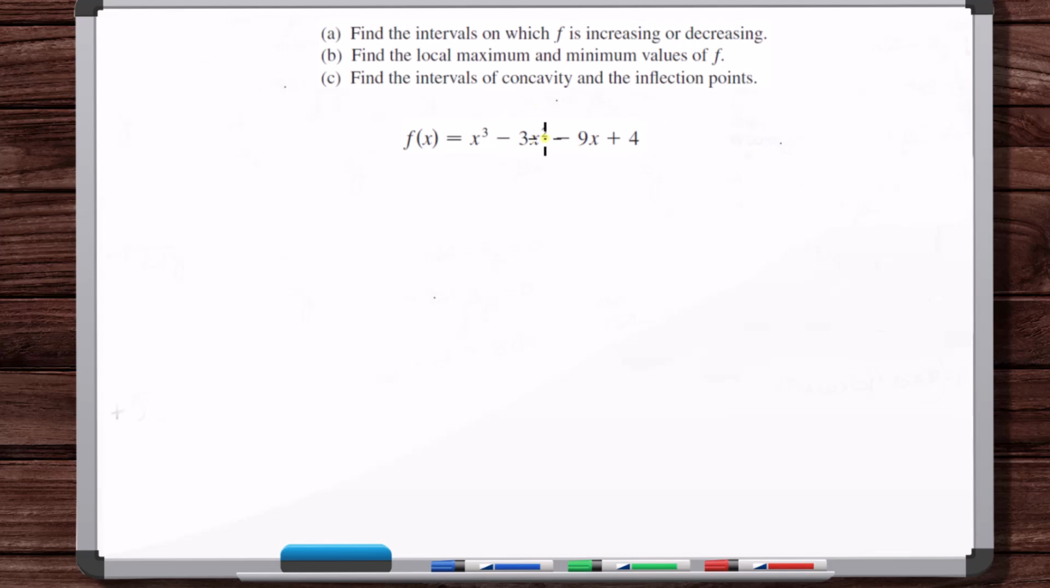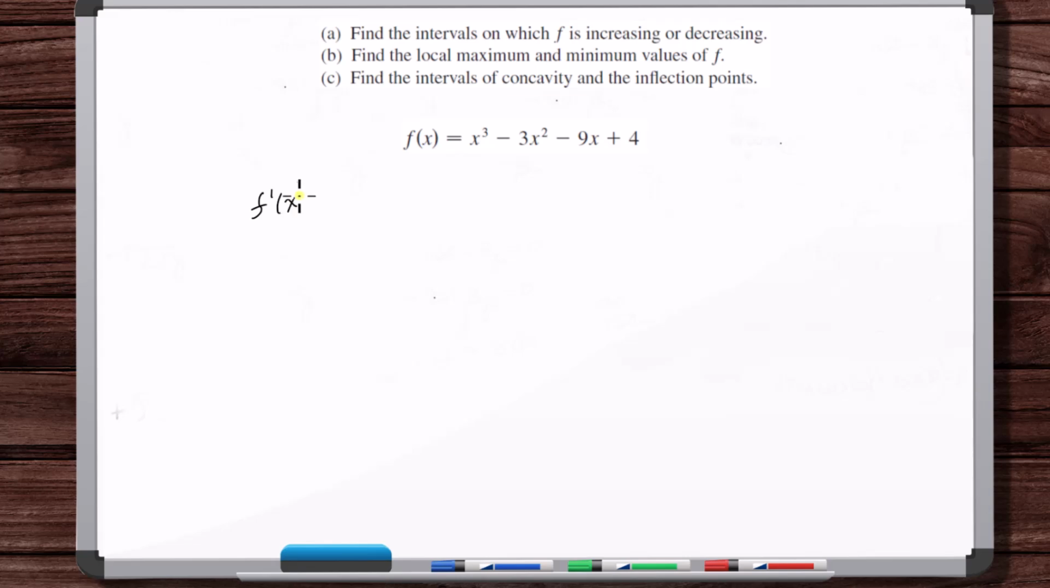And you can imagine, if we wanted to find the intervals of concavity, it's going to start with the same process of finding the critical points. So let's find the critical points. How do you find the critical points? Well, you want to find the points where the first derivative is either equal to 0 or doesn't exist.